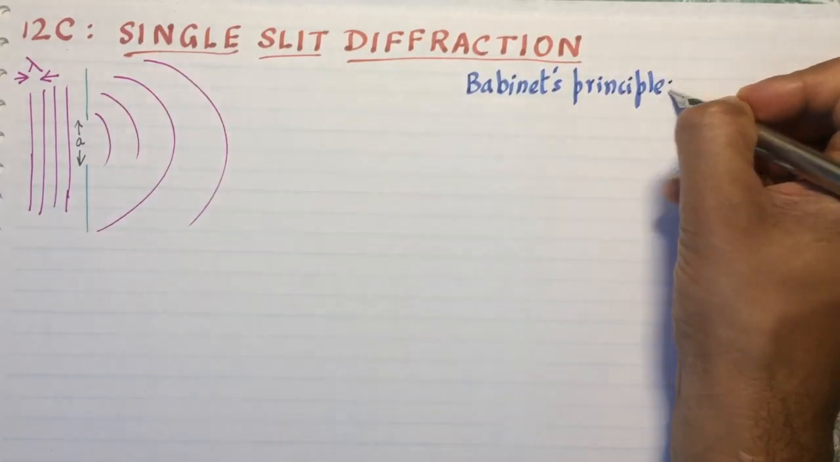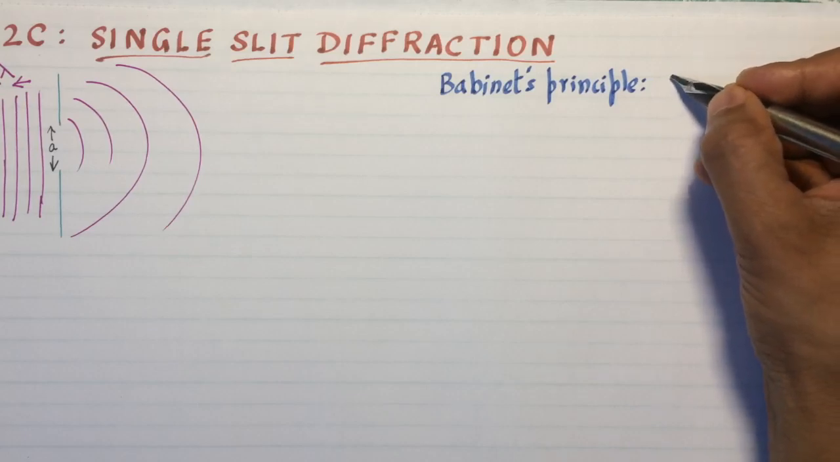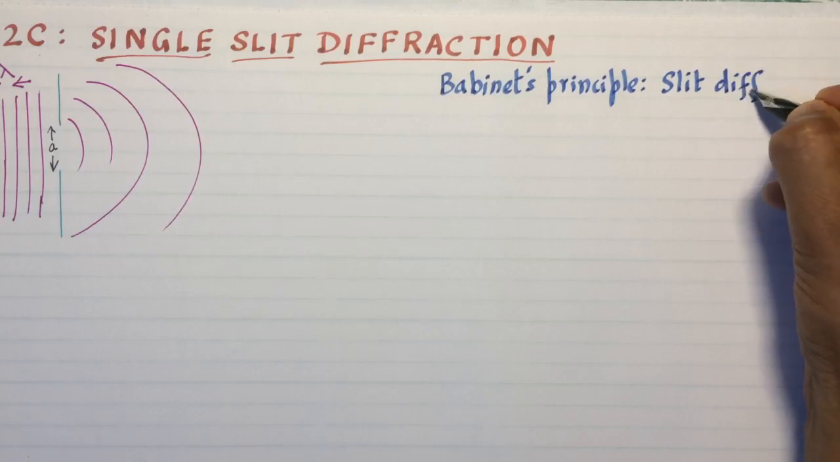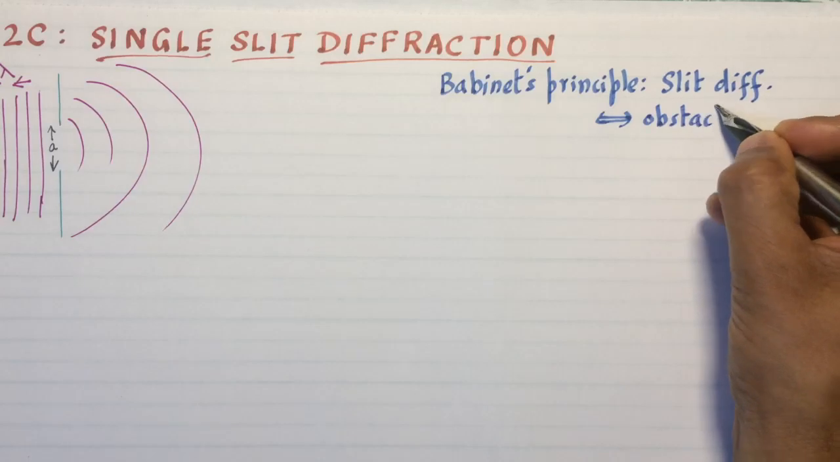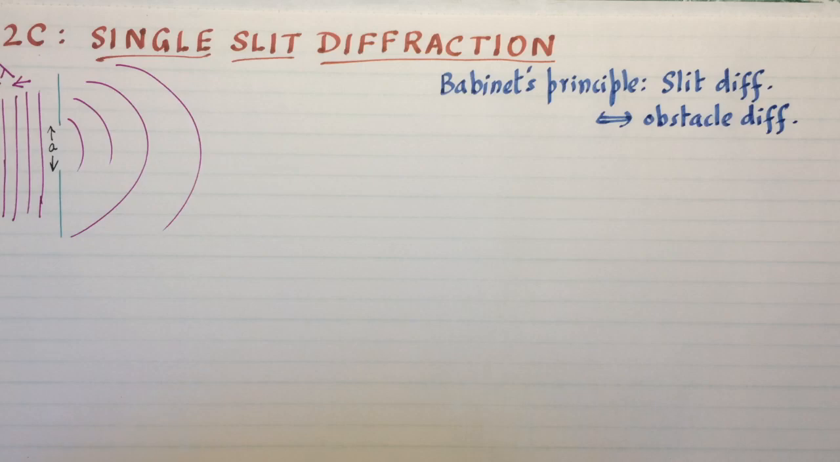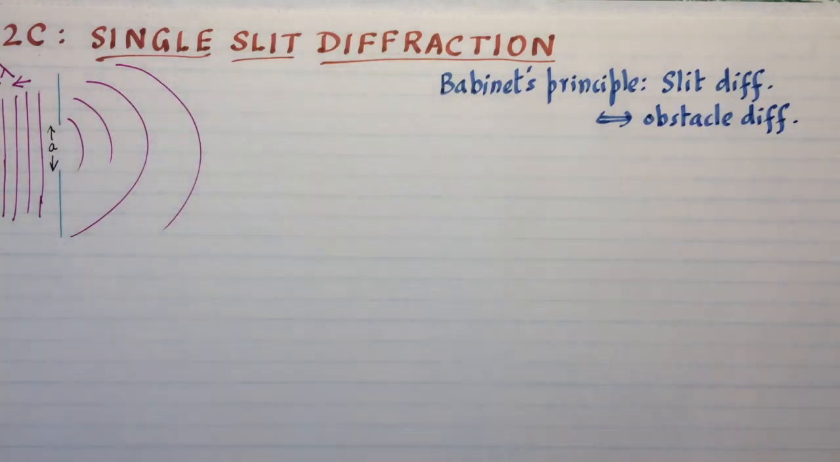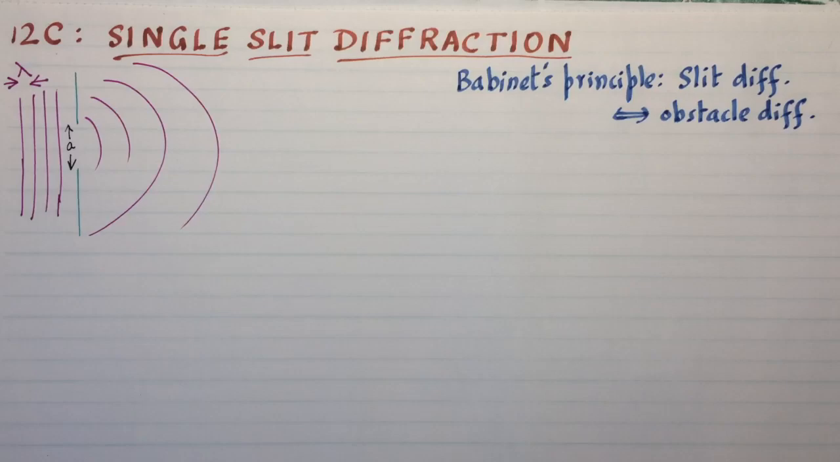The proof of this is rooted in radiation theory, and I won't get into it, but Babinet's principle basically says slit diffraction is the same as obstacle diffraction. A lot of astronomy is really based on Babinet's principle because you can find out details about diffracting objects, which could be planets or even stars. Let's go to the derivation of this.